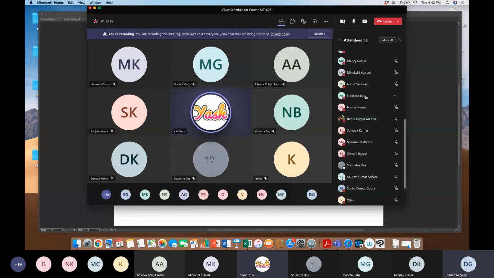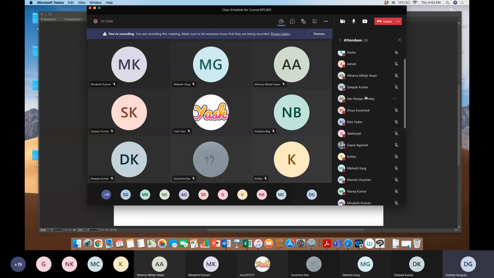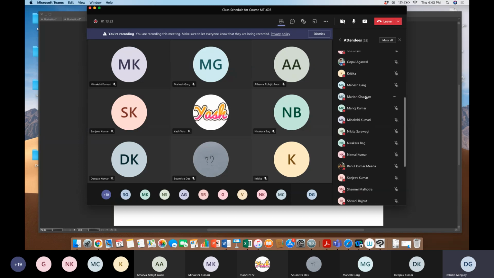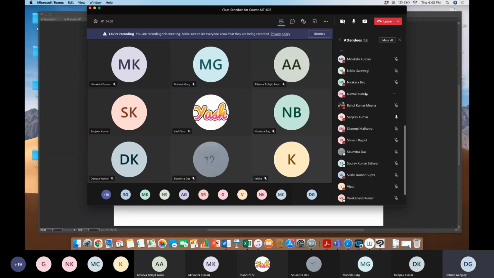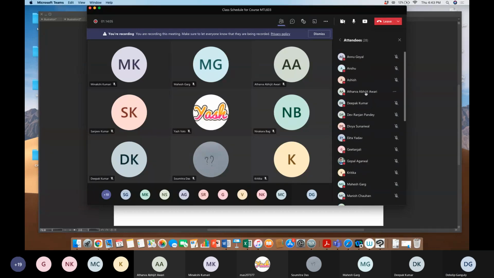Yes, sir. All of you? Anu, Goel, Anshu, Ashish, Atharva, Deepak, everyone, Divya, because this is very important. Ekta, Gitanjali, Gopal, Kritika, Mahesh, Manish, Manoj, Meenakshi, Nikita, everyone, is it clear? Sanjeev? Yes, sir. All of you? If you wish, I can repeat it again. Anyone tell me? All of you clear? This is very important.